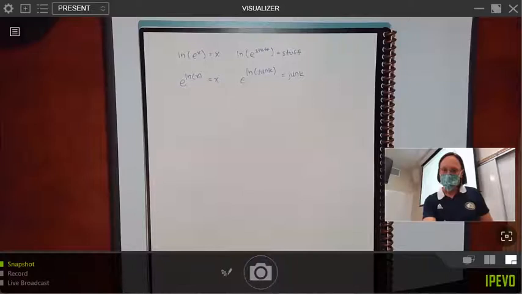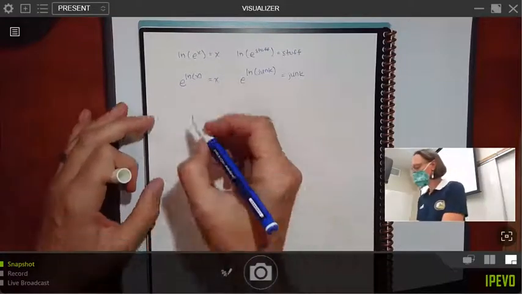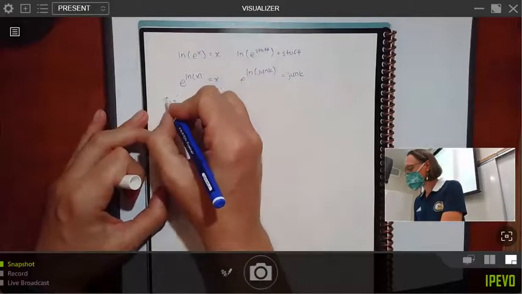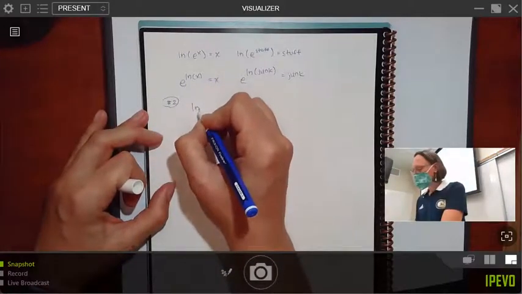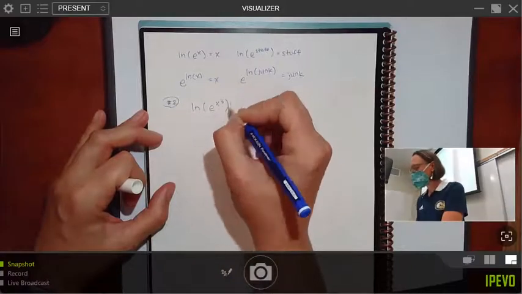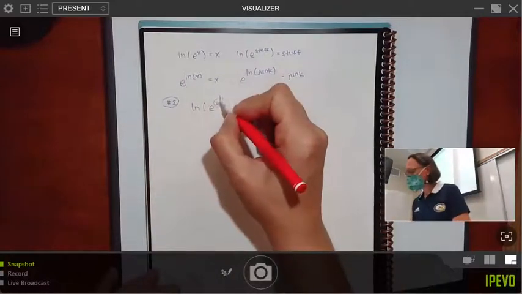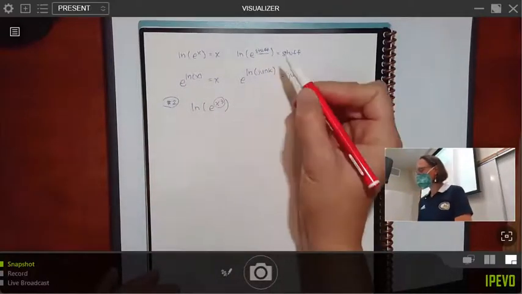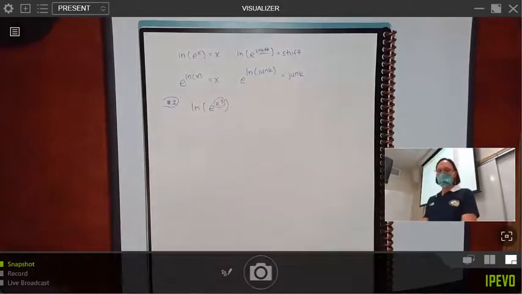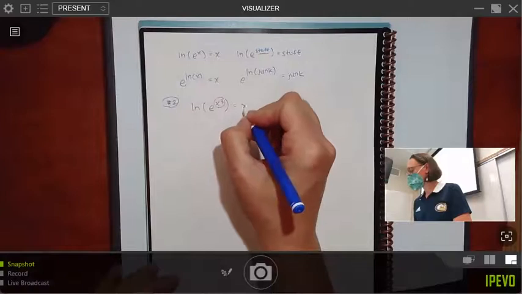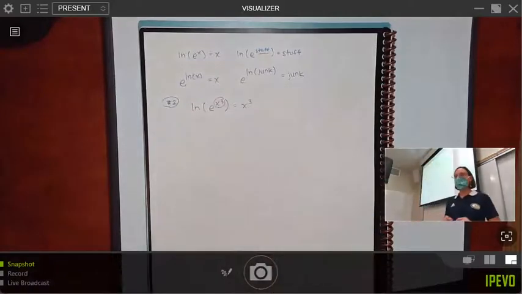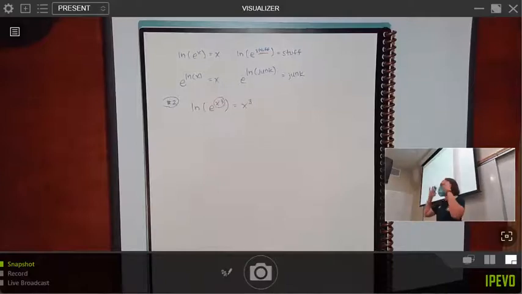So when I take a look at some of these on problem number 2, natural log of e to the x cubed, that whole x cubed piece is our stuff. So e to the natural log of x cubed is just going to spit out x cubed. I'm adding parentheses in here that aren't explicitly in the problem, but for me, it really helps to see how things separate out.